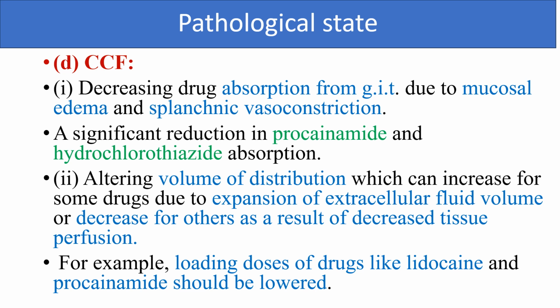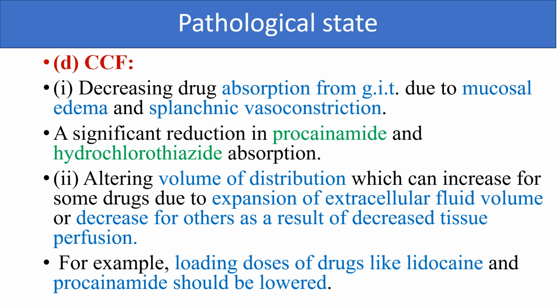In congestive cardiac failure, drug absorption from the gastrointestinal tract decreases due to mucosal edema and splanchnic vasoconstriction. There is a significant reduction in procainamide and hydrochlorothiazide absorption from the gastrointestinal tract. The volume of distribution may be altered, increasing for some drugs due to expansion of extracellular fluid volume and decreasing for others as a result of decreased tissue perfusion.